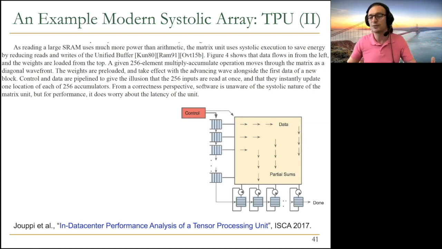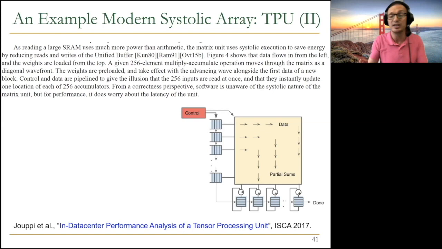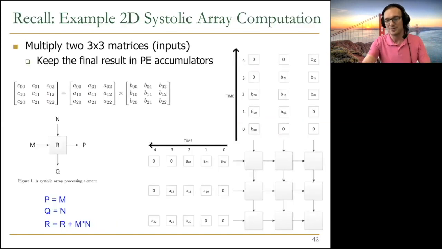This means that if you really want to optimize for the performance, you need to know what's going on in the systolic hardware over here. Okay, so this is the example that you're going to do in your homework, which is essentially the same, except it may be a different way of actually implementing the matrix multiplication.